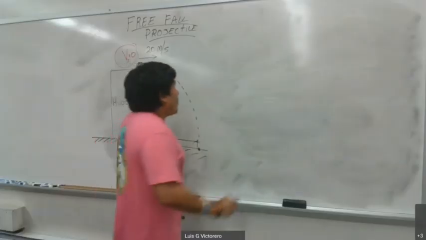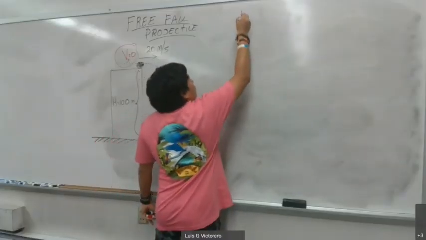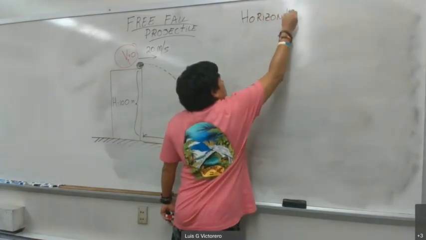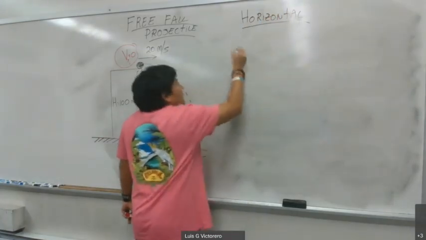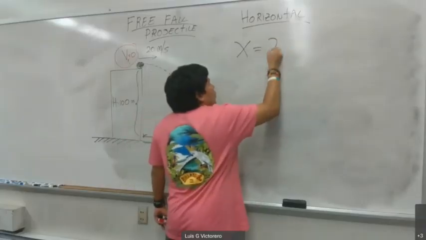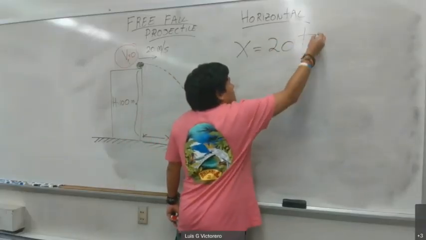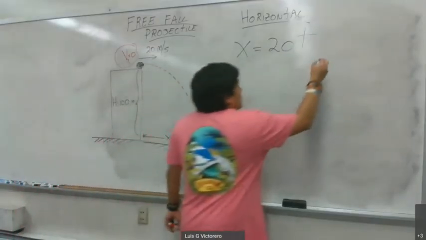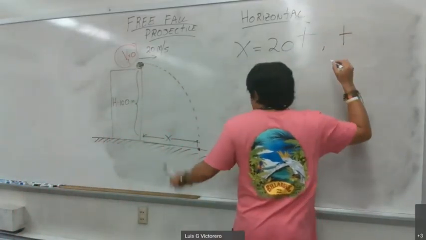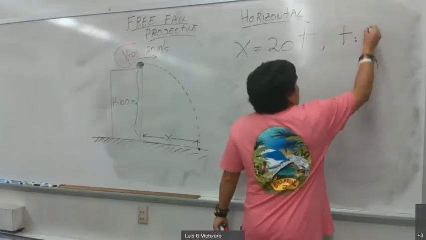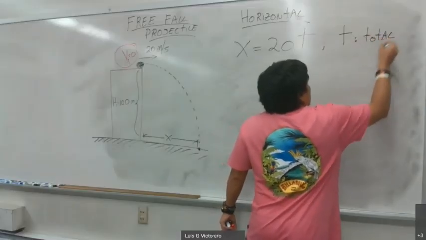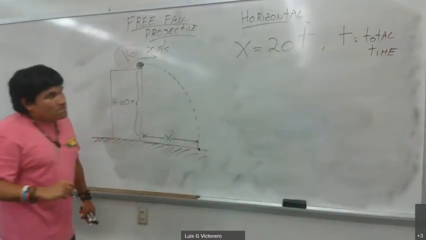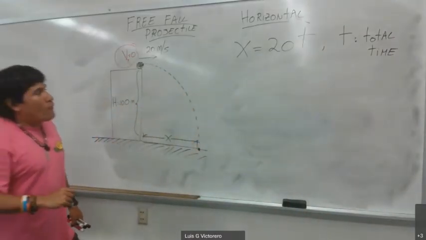Always horizontally, no acceleration. So in the horizontal, the value of x is equal to 20 times time, where time is the time it takes to reach the ground. So it's a total time. Now, what about vertical?